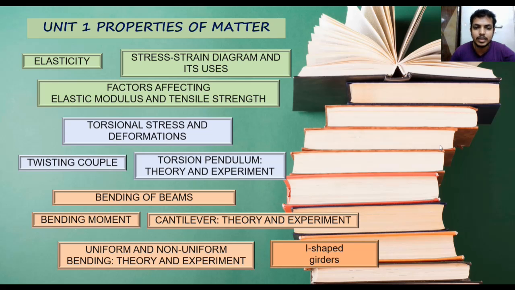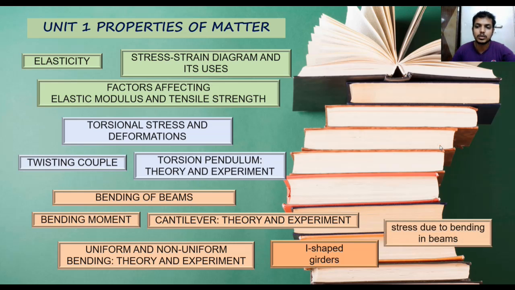One example of cantilevers and beams is the I-shaped girders, which we see mostly in building constructions. Those things are in the applications also. Whatever we learn about cantilevers, uniform bending and beams will help us make nice I-shaped girder applications. And the bending stresses due to bending in beams are also covered in the first unit. So first we will see elasticity.